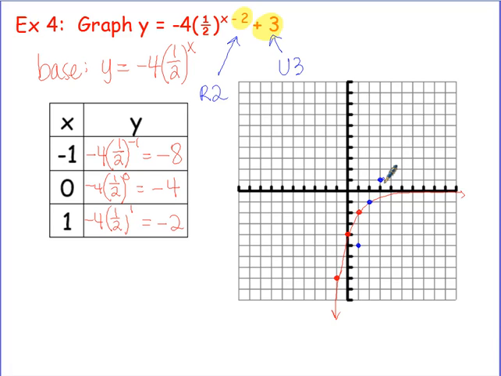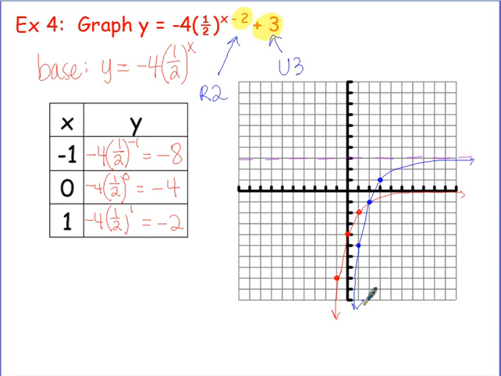Now, we also need to put an asymptote in there. That would be you're up 3. So 1, 2, 3 up. Make a nice little dashed line. And so remember, connect your dots. Keep going this way to the left. Keep going this way down.